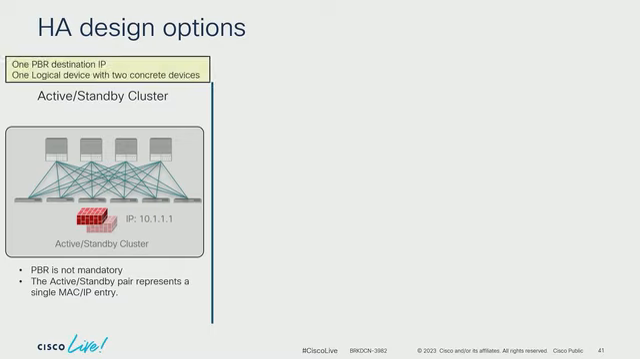So from PBR perspective, it's one PBR destination IP, one logical device with 2 concrete devices. When switchover happens, it's actually not a PBR switchover, because PBR keeps sending traffic to the same IP, same MAC, but it's just an endpoint move from active location to new active location.